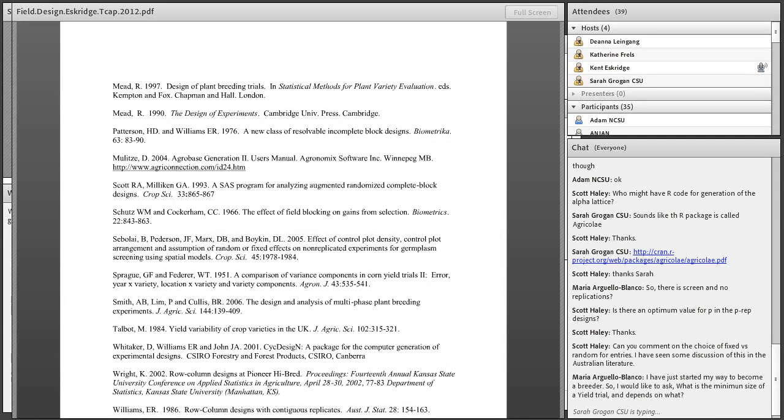I have another question here. I have just started my way to become a breeder, so I would like to ask, what is the minimum size of yield trial, and what does it depend on? Well, what are your objectives first, I would say.